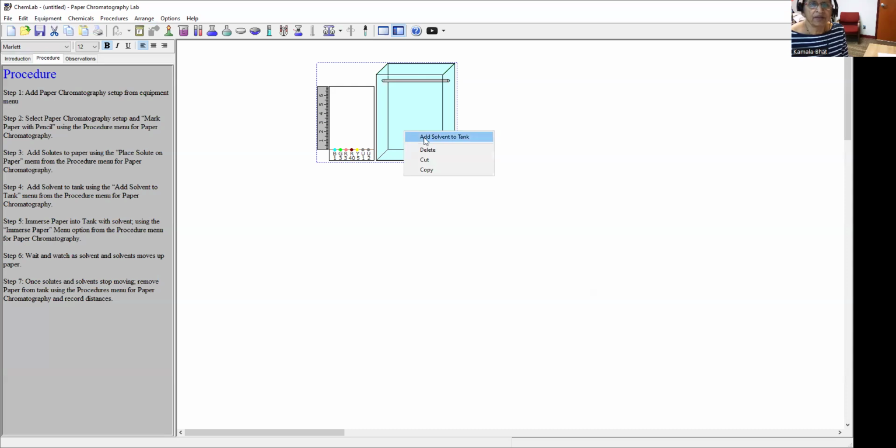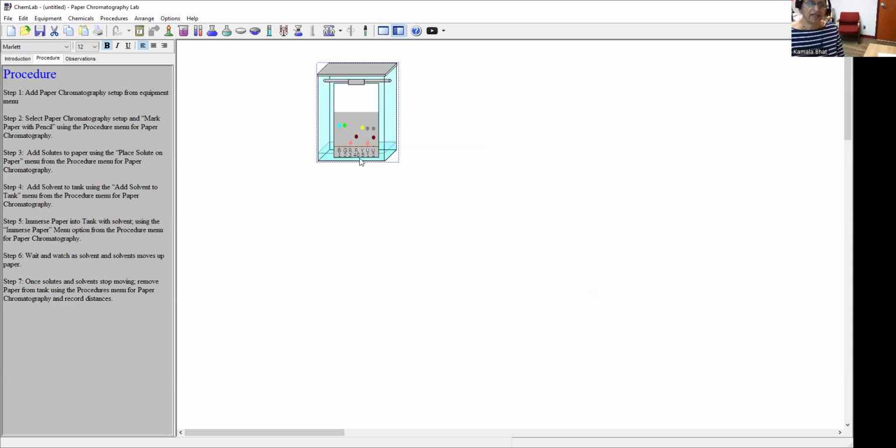And then add the solvent into the tank. Then immerse the paper in the tank. Now you can see as you immerse it, the solvent phases are moving up. The solute phases are moving at different levels. You have the blue 1, green, yellow, red, and then the unknown samples. You can see that the red is almost sitting on the stationary phase, with very little movement, where the others are moving fast. Once the solvent phase is stationary, then you remove the paper from the tank using the procedure menu for paper chromatography and record the distances.